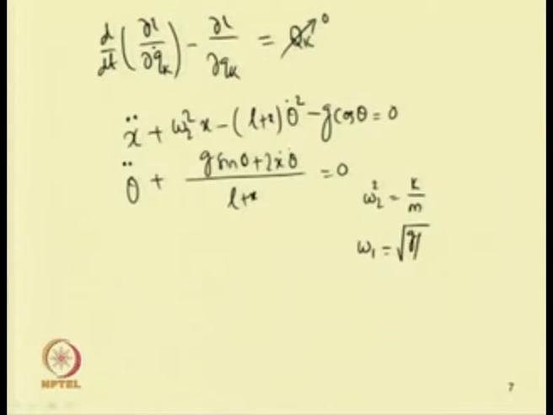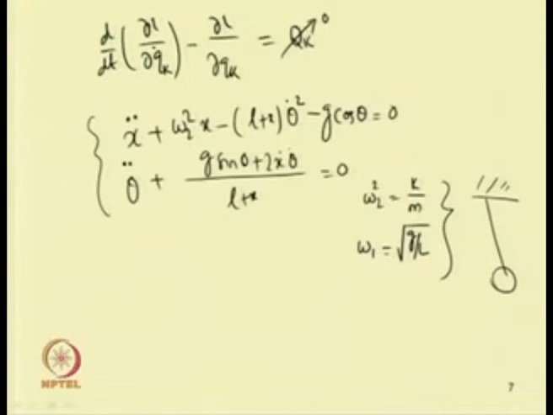We have not used this omega 1 term till now. Omega 1 is the frequency of oscillation of the pendulum when we are not considering the spring. So, if we have a simple pendulum of length L, we know the frequency is equal to root over g by L. So, we got these two equations.